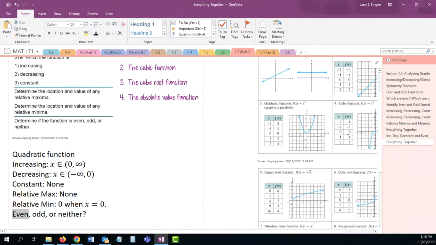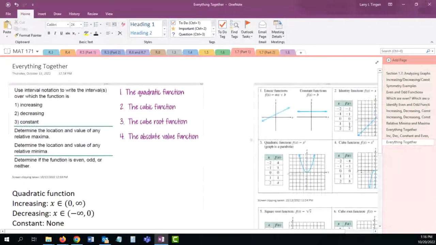And it's even. Excellent. It is even because I have symmetry about the y-axis, or because f at negative x is equal to f at x. Right? I fold over from right to left, and the function will land right on top of itself.